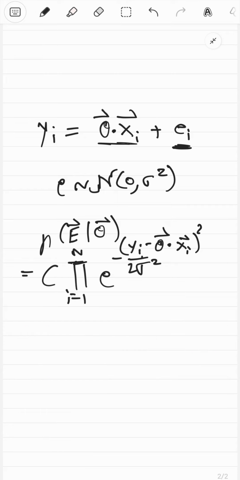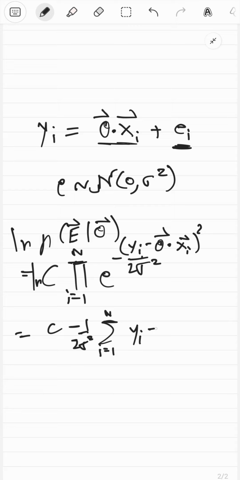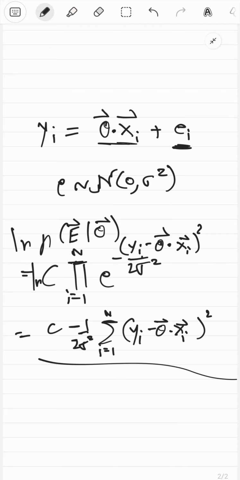Now how do we maximize the likelihood? Essentially we want to maximize the natural log of the likelihood. So just natural log of this whole thing, so it's some natural log of c, just call it small c, plus the summation over i equal to 1 to n of this stuff, with a negative because there's a negative over there: minus 1 upon 2 sigma square times (y_i minus theta vector dot x_i) squared. So we want to maximize this thing, but that's the same thing as minimizing this term.